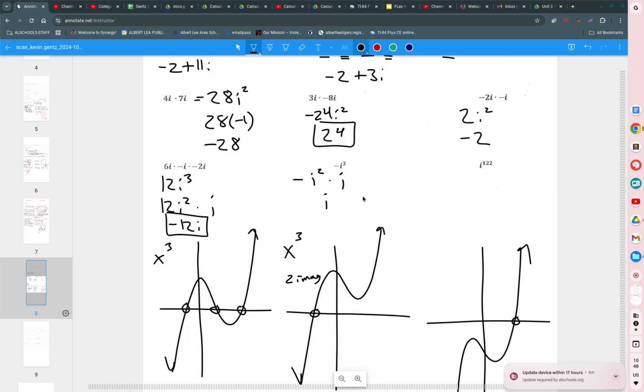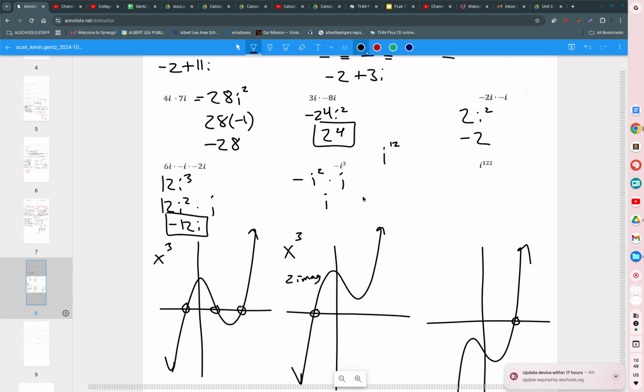So I'm going to say it's negative 1. So the next one? What do you guys think? I know the 122nd power. I'm going to say negative 1. Why? Because 122 ends on a 2.